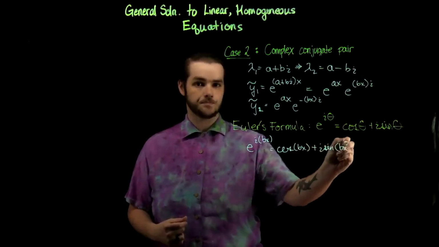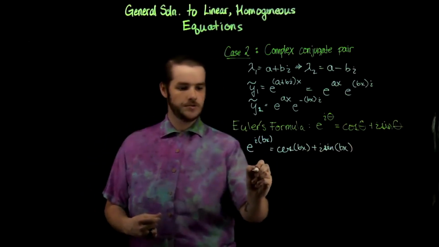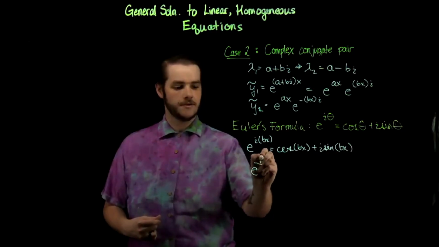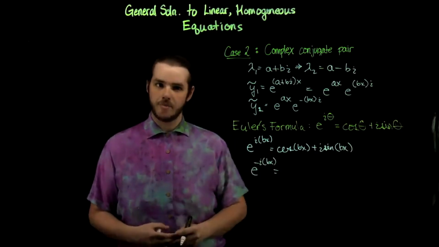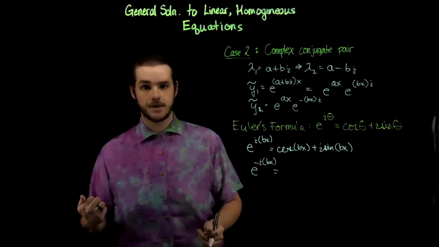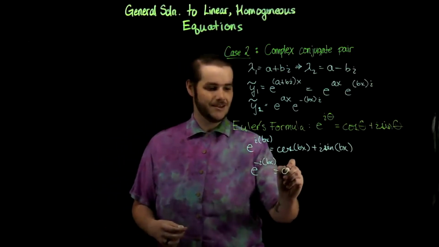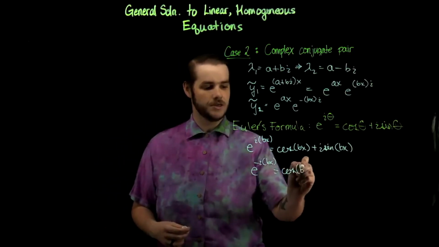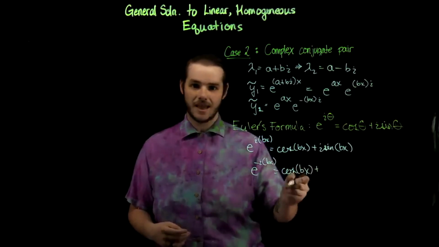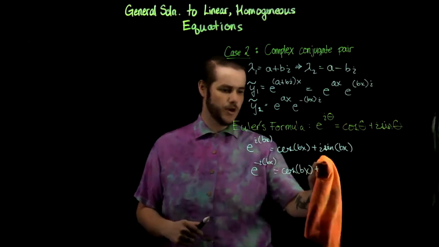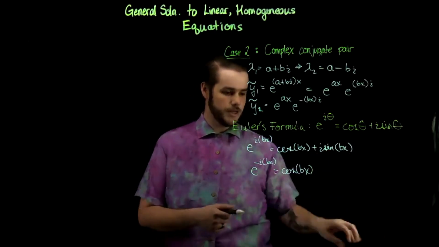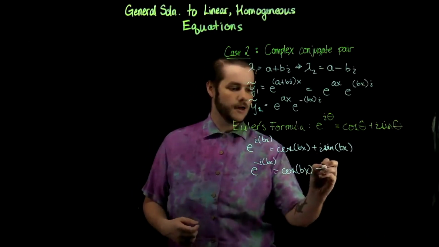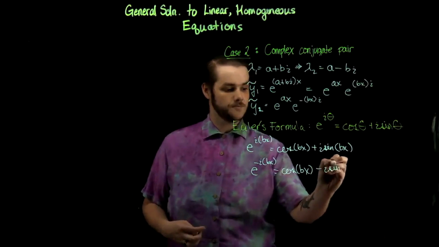of bx. And when I do the same thing for e to the negative i bx, well, I'm just plugging in negative bx. But if you recall, cosine is even, which means the negative sign will just disappear. And sine is odd. Which means I can just write this as negative i sine of bx.